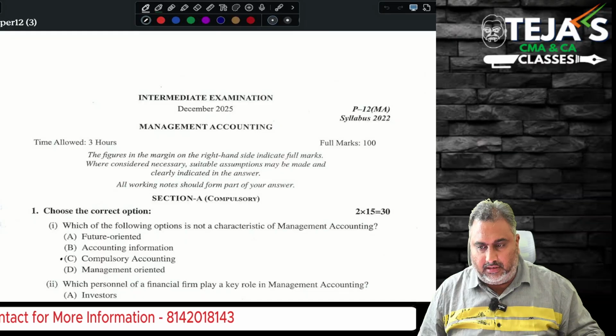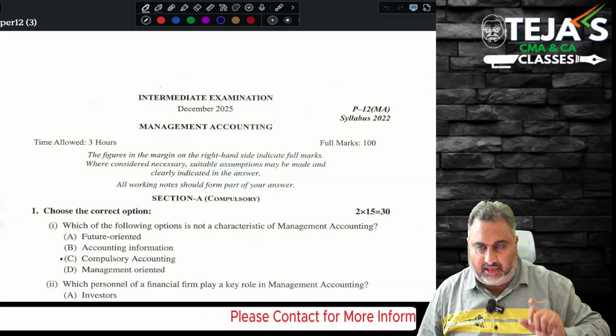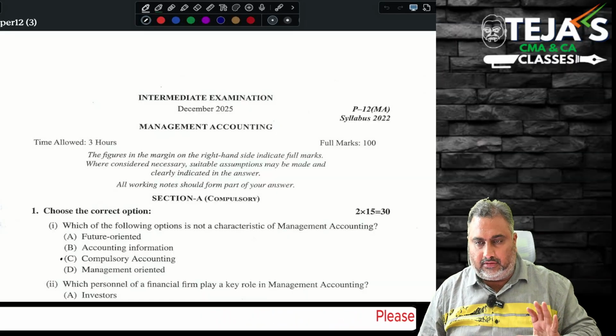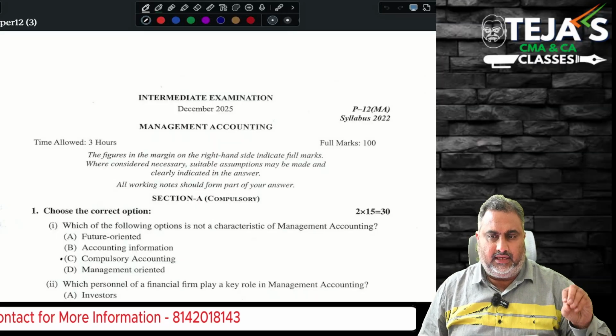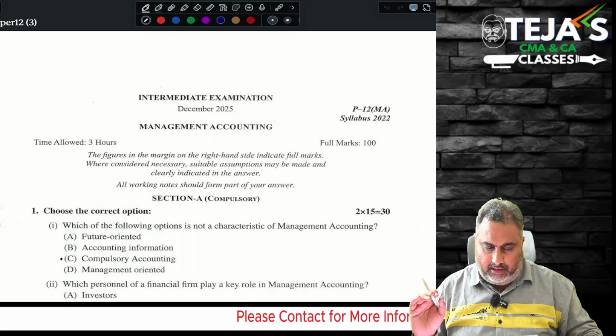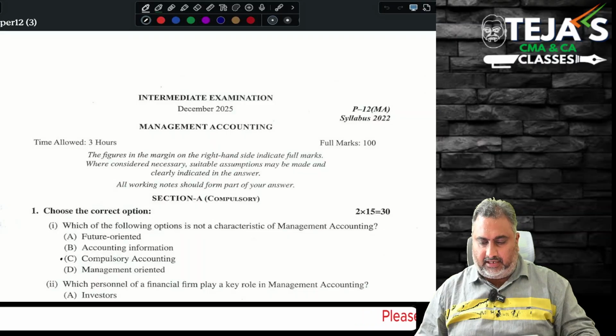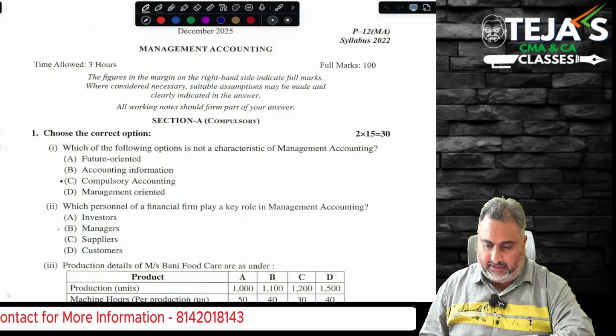question paper. The people who followed my strategy and did the expected questions will get a comfortable paper. I'm not saying that management accounting is an easy paper, but it is an exemption paper, sir. And first we'll discuss management accounting, solving the MCQs.